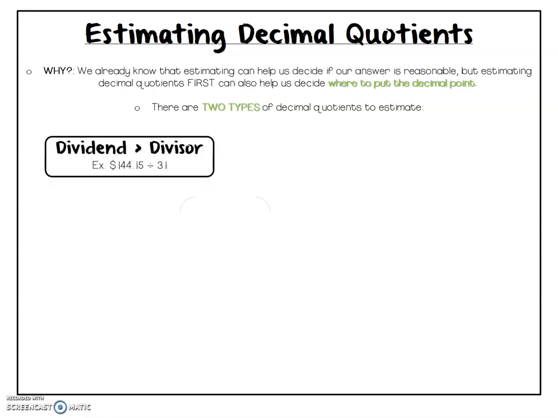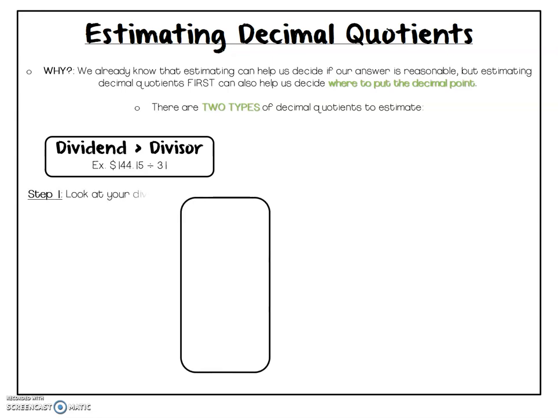The first is when our dividend is greater than our divisor. This means our answer is going to be bigger than 1 because what we're splitting apart is more than what we are splitting it apart by. In other words, we could look at an example like $144.15 divided by 31. So let's take a look at how we would approach that.